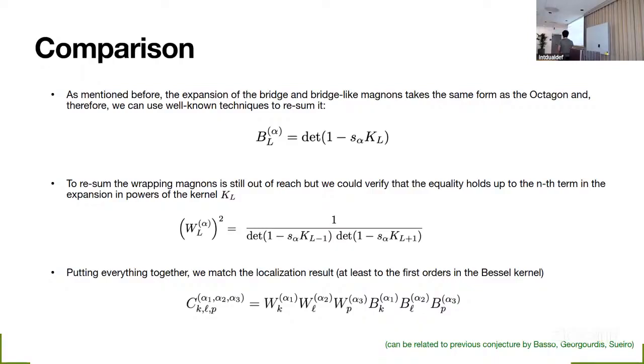For all therapy magnums, we were not able to fully prove this, but we checked it in many others. We expanded both sides in K, I mean the T matrix, in powers of the T matrix, and then we have this thing here. When you put everything together, you have this result, which is exactly what I showed you before.